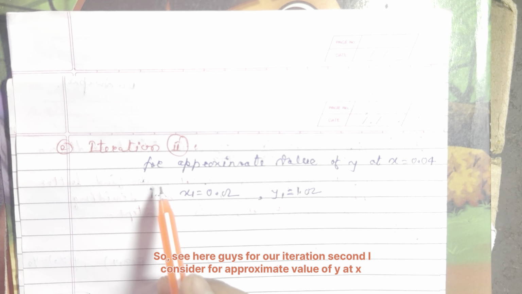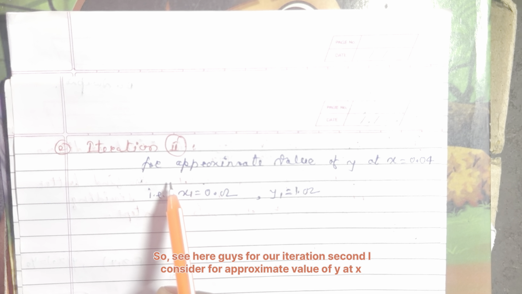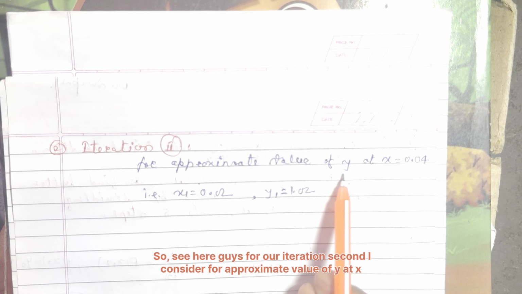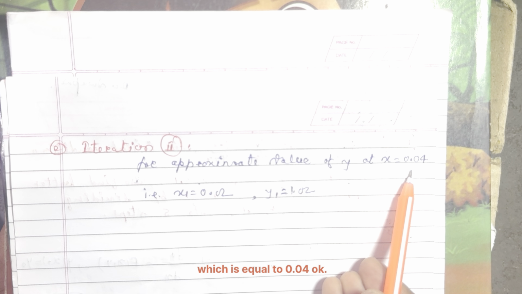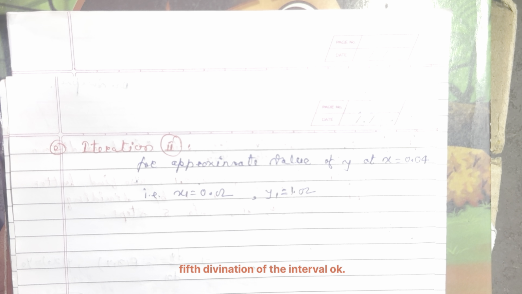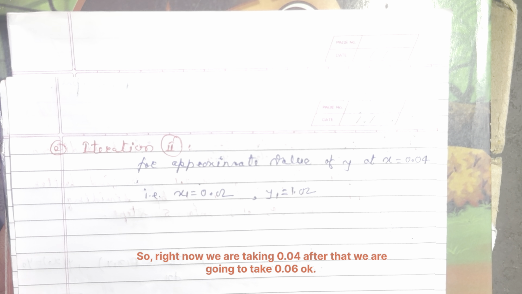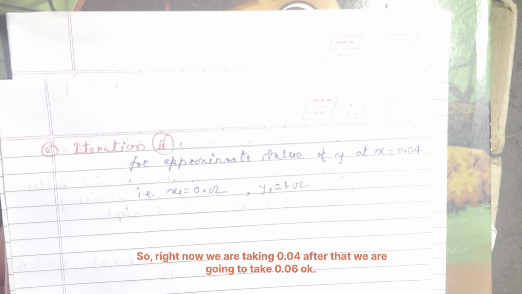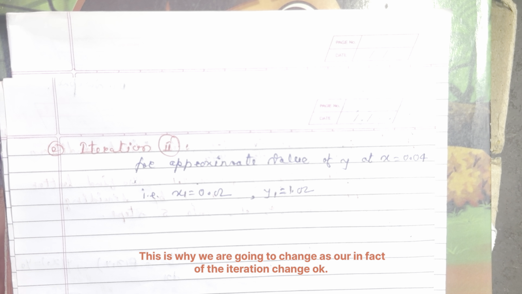So see here, guys, for our second iteration, I consider the approximate value of y at x equal to 0.04. We are taking close and closer values for our fifth division of the interval. Right now we are taking 0.04, after that we are going to take 0.06. This value we are going to change as part of the iteration. So this is our second iteration for Euler's method.